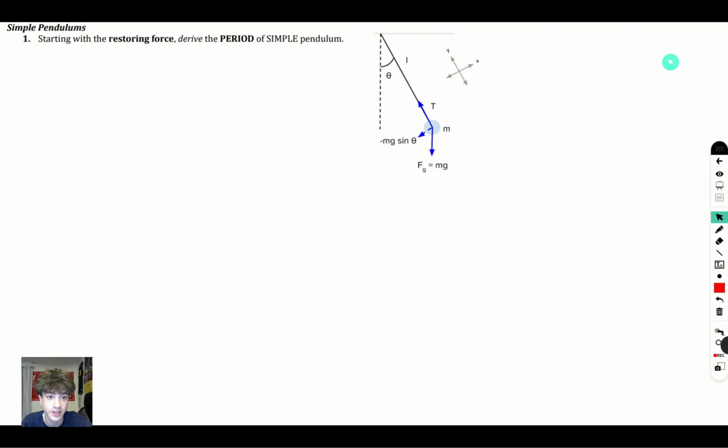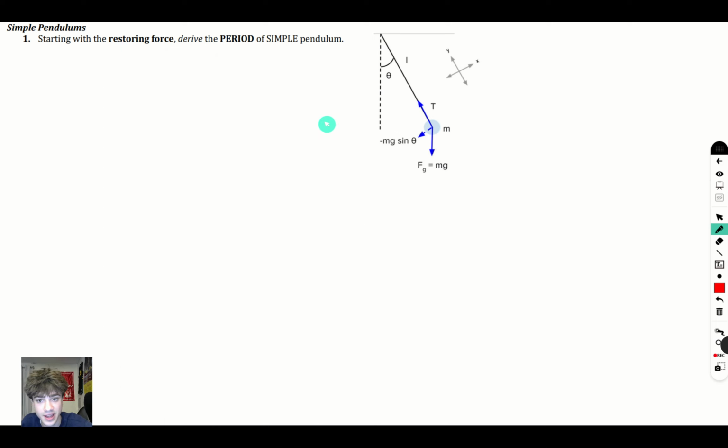Alright, the prompt reads, starting with the restoring force, derive the period of the simple pendulum. So let's take a look at our diagram here. We have a pendulum, it's swinging back and forth, and we want to find the period, which is how long it takes for it to swing this way and then swing back. So it's telling us to start with the restoring force.